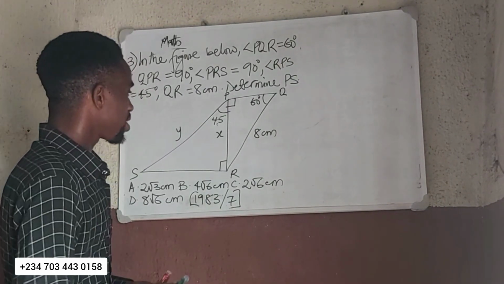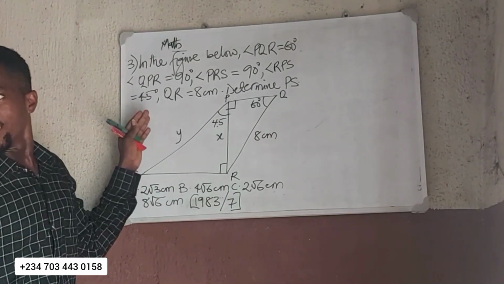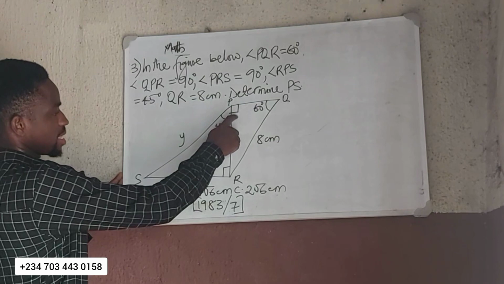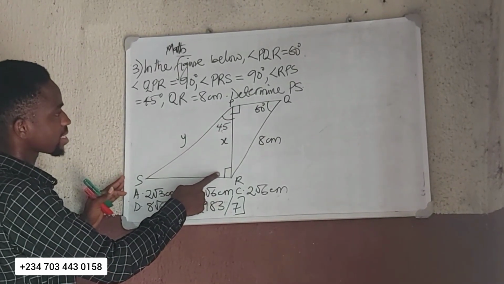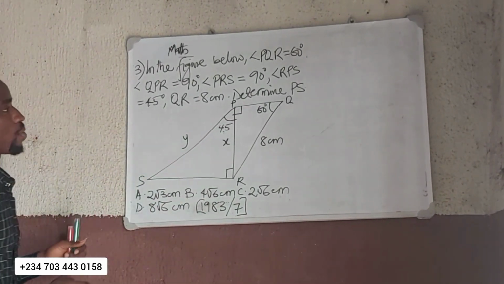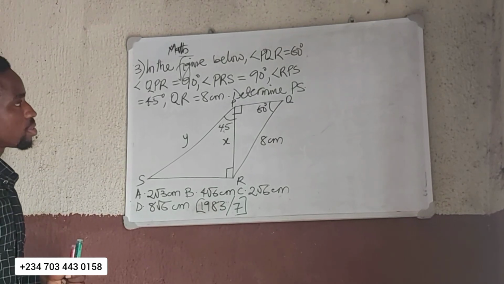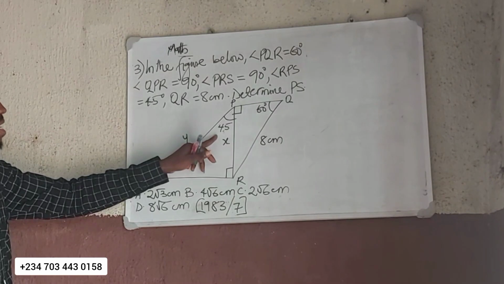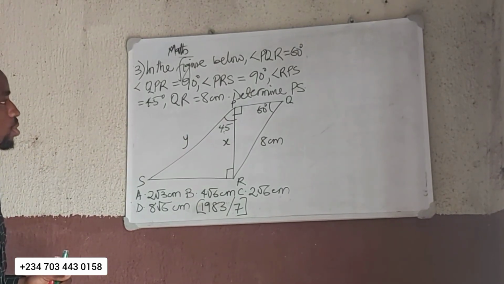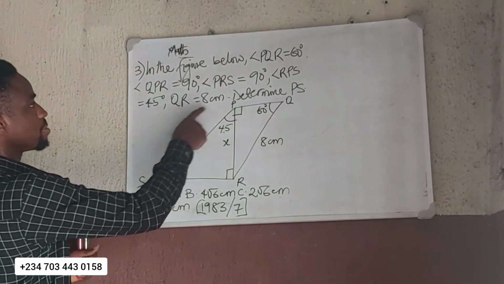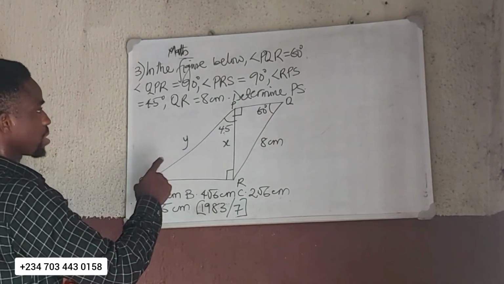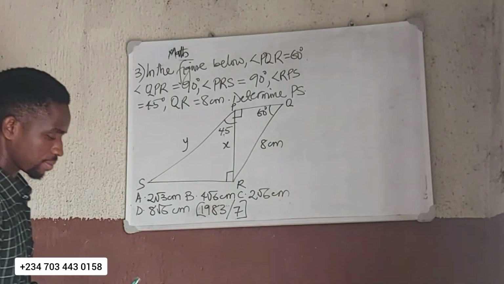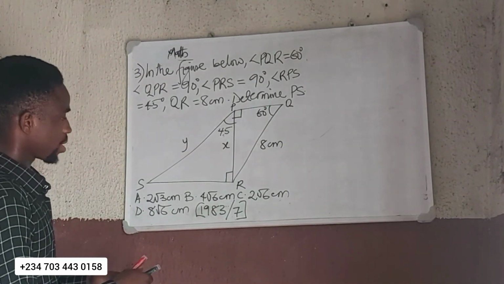And here is the third example. This is a question where we have that this angle is 90, and we are given that here is 45. We are told to find the value of PS. PS is from here to here, which I can call y, and then we go ahead and solve.